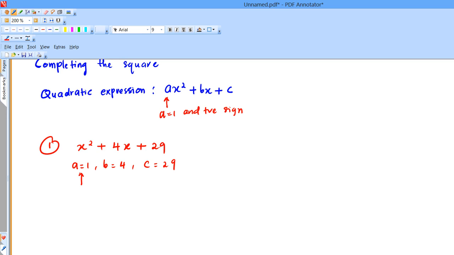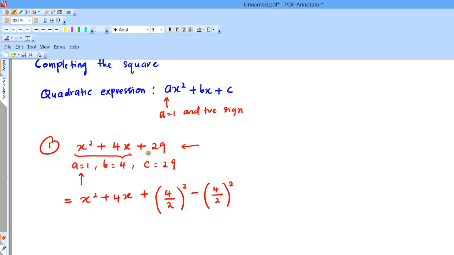So next step, this expression actually equals, we just copy the first two terms, x² + 4x, and then plus, in brackets, b over 2. So we have b = 4, positive 4 over 2, and then squared. Next minus b over 2, 4 over 2 squared, and then the last term we have plus 29.